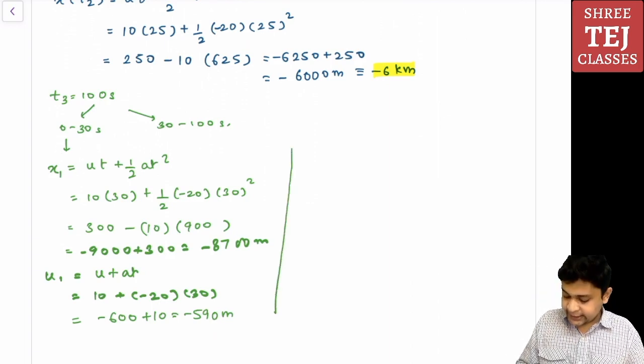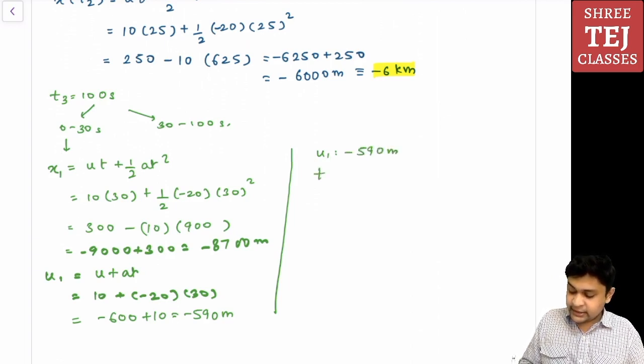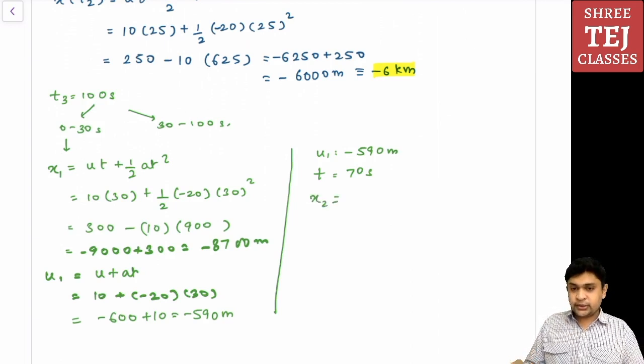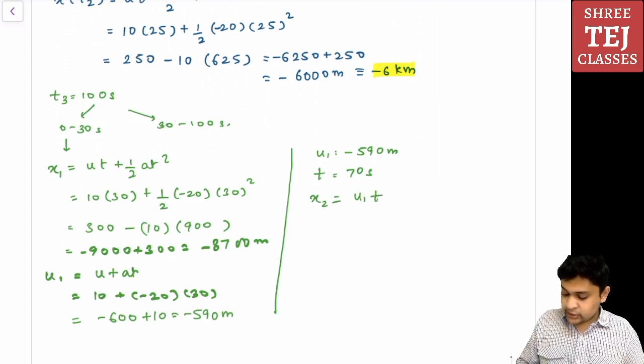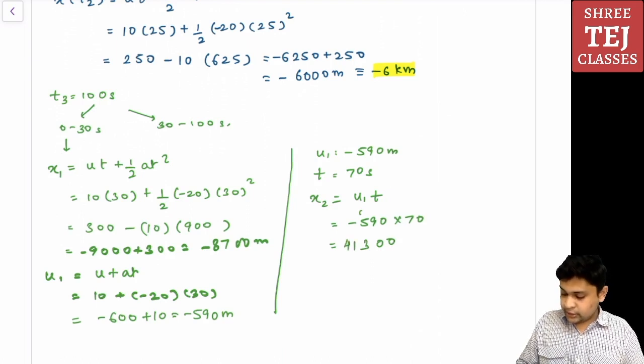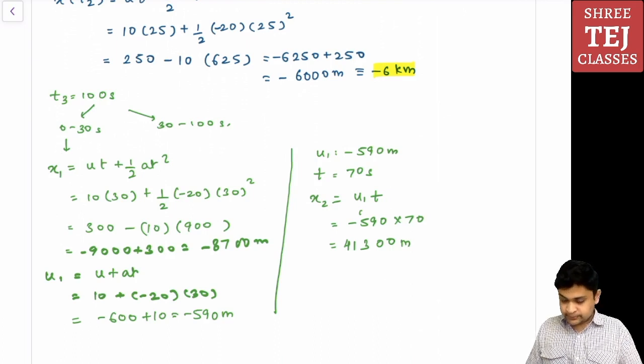Now from 30 to 100 seconds, u1 will remain the same, which is minus 590. Time span is 70 seconds. Therefore, distance traveled, let us call it x2, is u1 multiplied by t. So minus 590 into 70, which is minus 41300 meter.